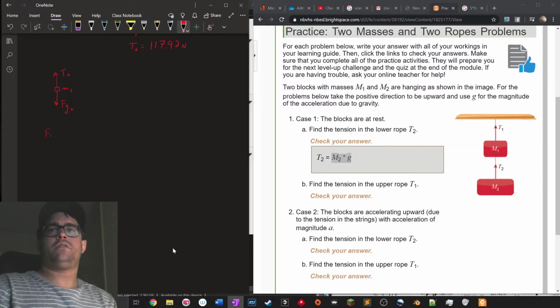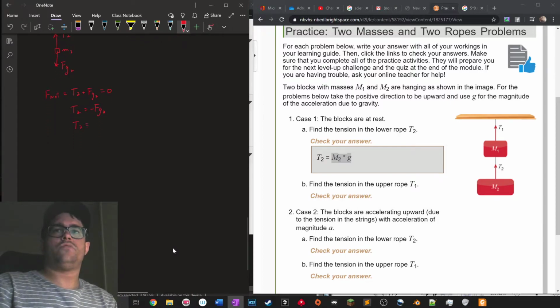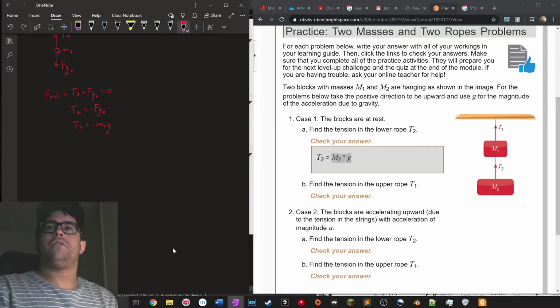F net is equal to T2 plus Fg2, which is equal to 0 because it's not moving. And so T2 is equal to minus Fg2. And T2 is equal to minus mg, or m2g, which is what we have. And g is the one that's minus, so that's why the minus and the minus cancel out.